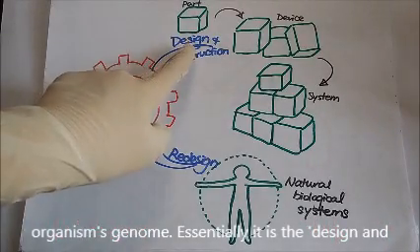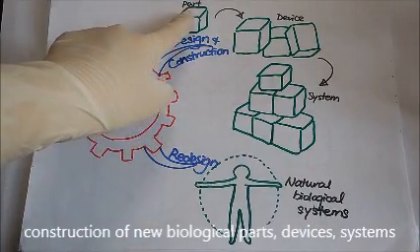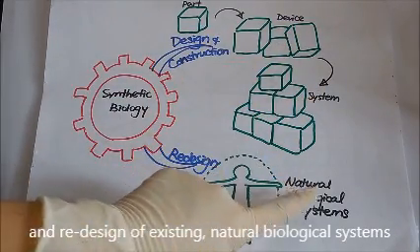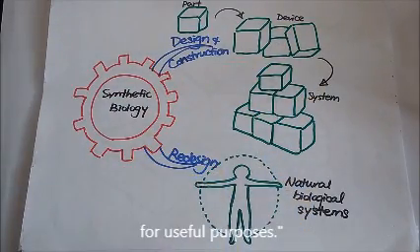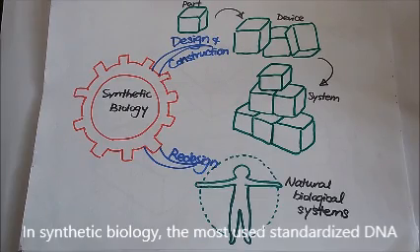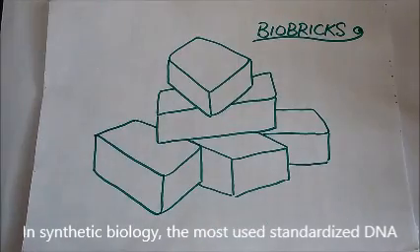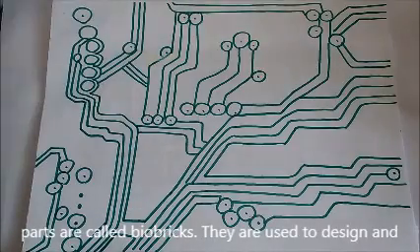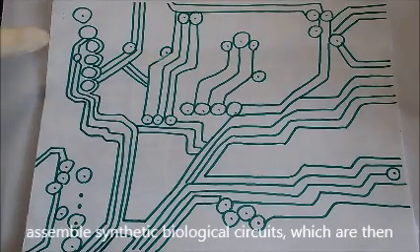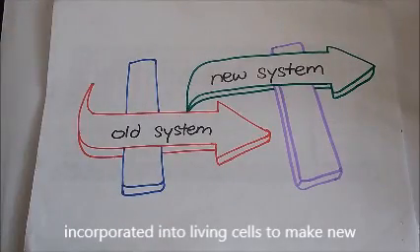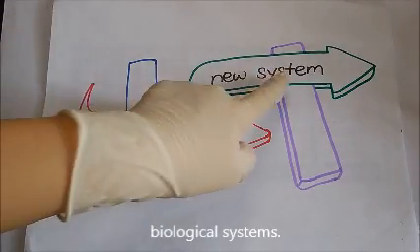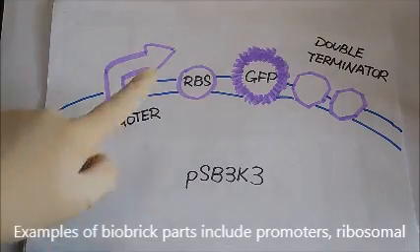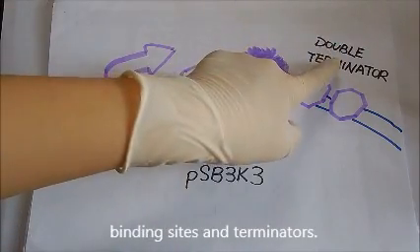Essentially, it is the design and construction of new biological parts, devices, systems, and redesign of existing natural biological systems for useful purposes. In synthetic biology, the most used standardized DNA parts are called biobricks. They are used to design and assemble synthetic biological circuits, which are then incorporated into living cells to make new biological systems. Examples of biobrick parts include promoters, ribosomal binding sites, and terminators.